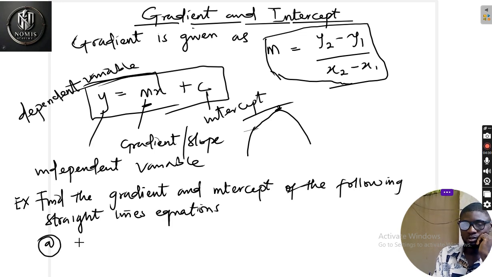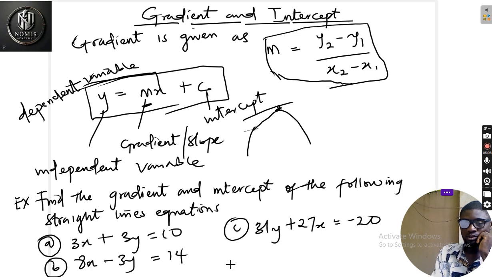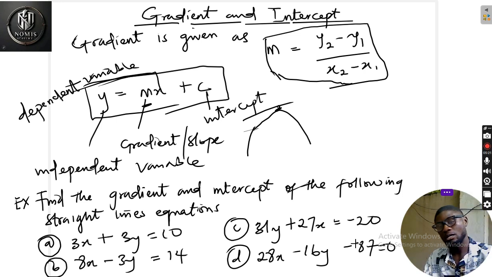Equation number 1 says 3x plus 3y equal to 10. The second equation says 8x minus 3y is equal to 14. And the third equation says 31y plus 27x is equal to minus 20. And the fourth one says 28x minus 16y minus 87 is equal to 0. So let's take them one after the other and find out the gradient and intercept in them.